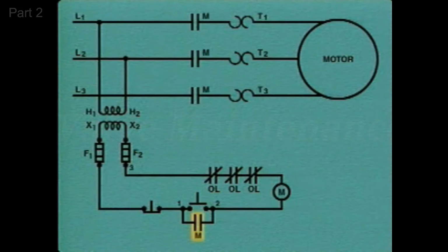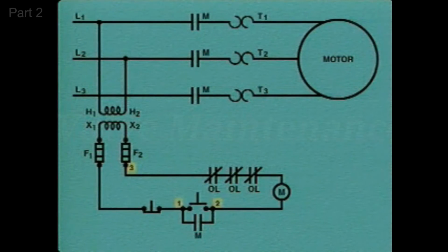The start button has maintaining contacts, labeled M. The maintaining contacts are auxiliary contacts operated by the M coil, which is also in the control circuit. All of the contacts labeled M are operated by the M coil.